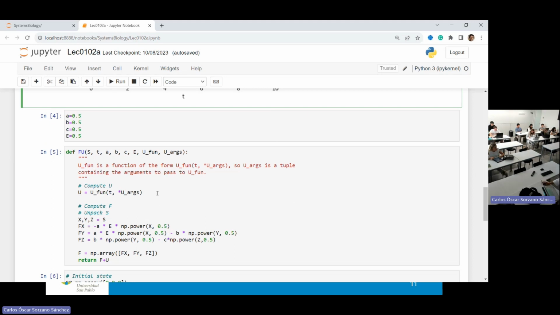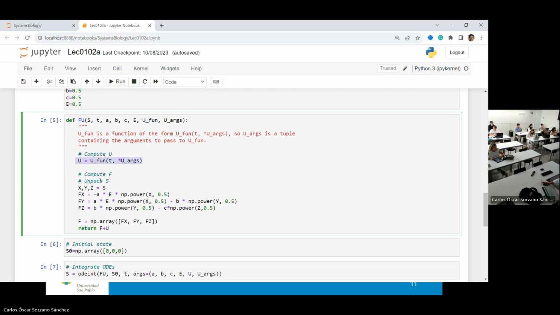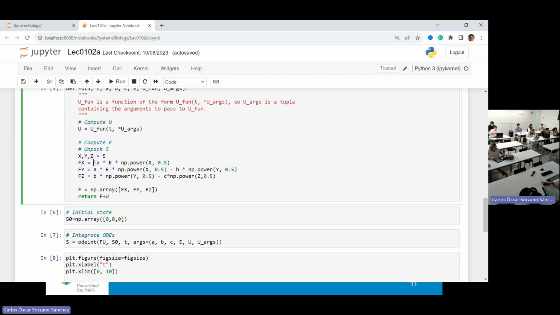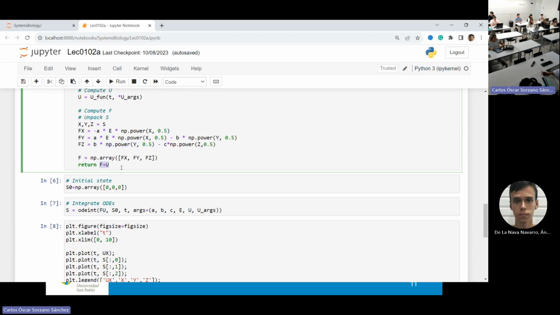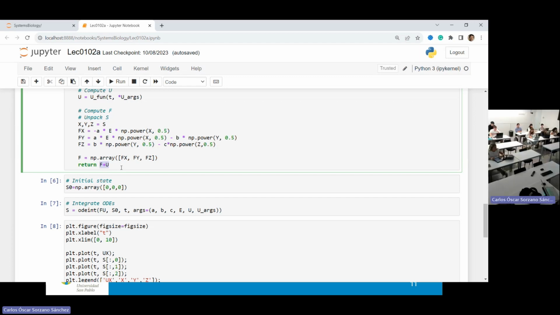And then we compute U at that time. We unpack the state into its 3 components. We compute the derivatives for each one of the components. So this was minus A times E plus power. And then this is the derivative of Y, and this is the derivative of Z. And the output is F plus U. So it is the internal derivative plus, not the output derivative, plus the input.